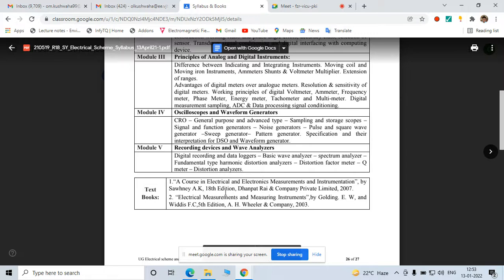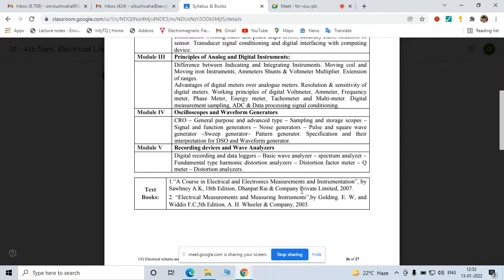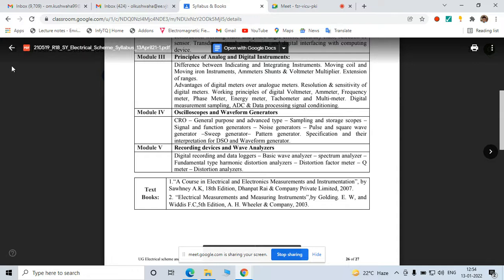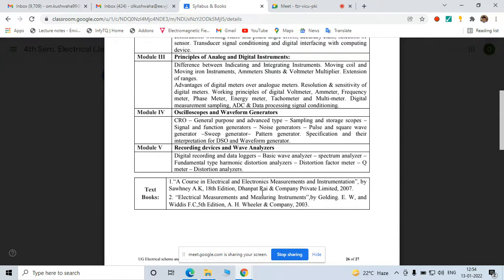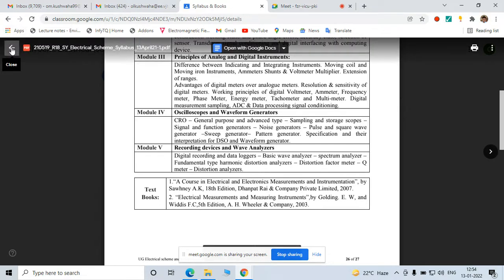But the edition is old. If you get a new edition, please send it to me and I will put that new edition on your classroom. A. K. Sawhney I will put there, I think a 1995 or 85 edition, so it is quite old. If you have a new edition, then please send it to me and I will put it over there.